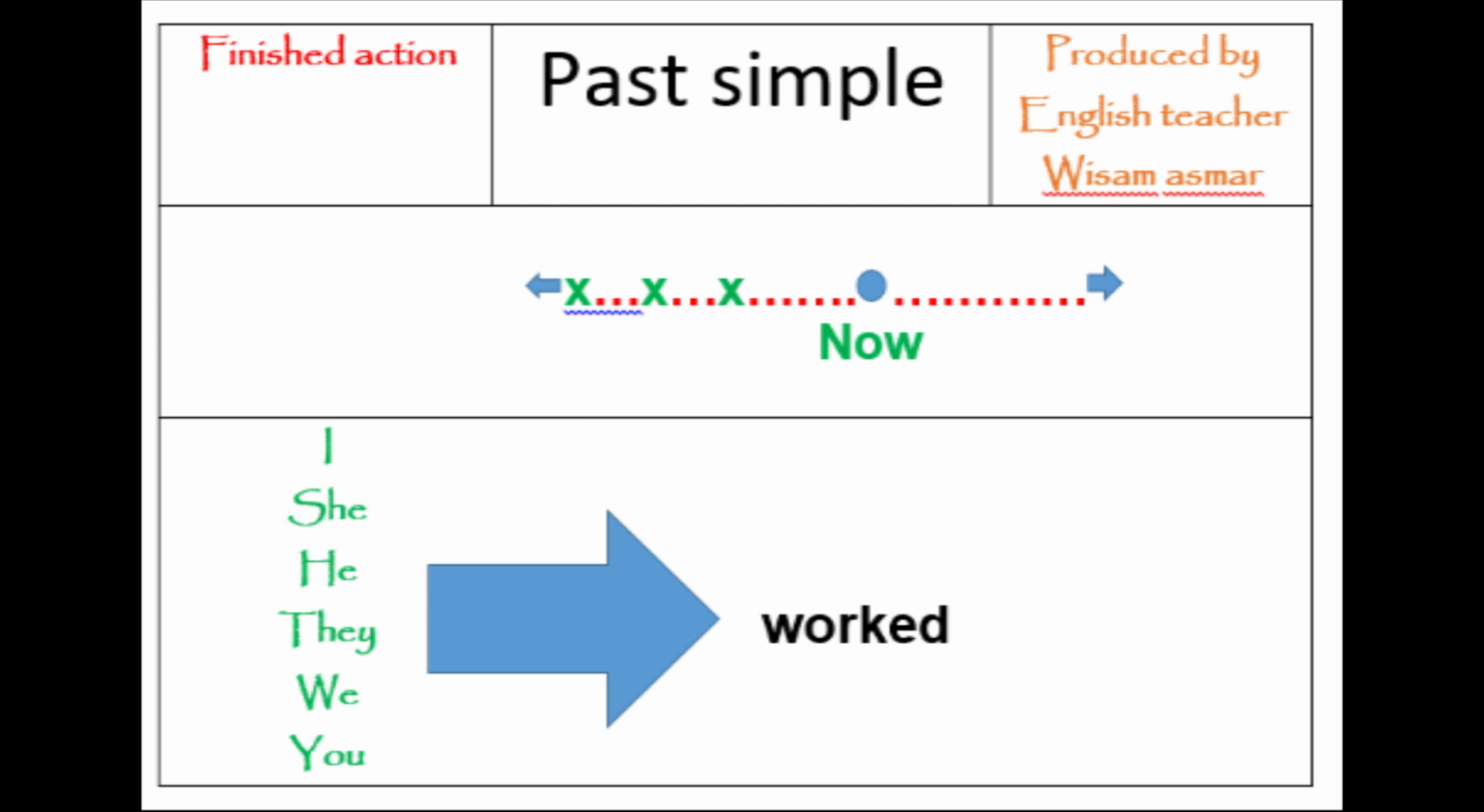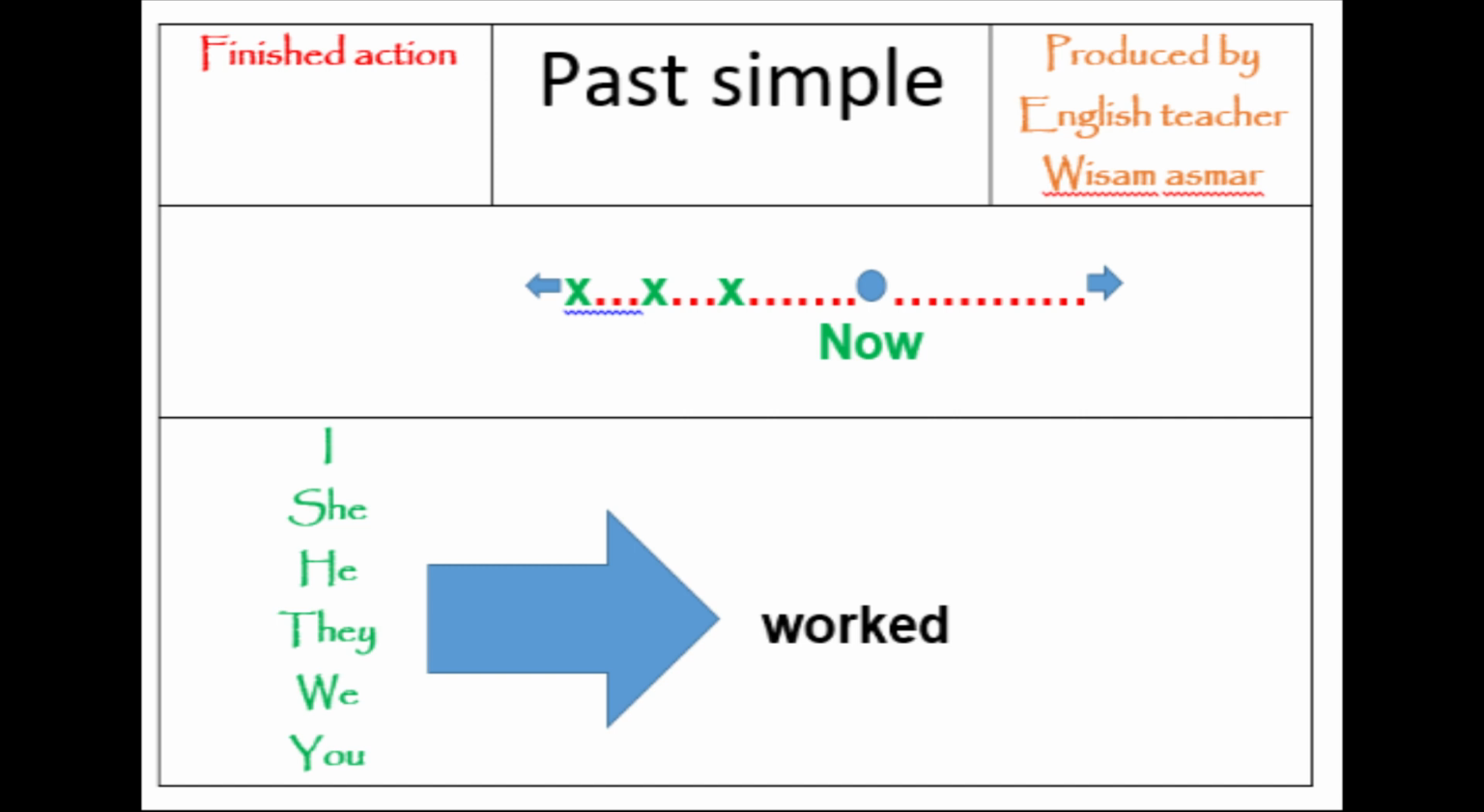Here we see now, and everything before now is in the past. So when we talk about the past simple tense, we are talking about a time that is before now or in the past. But past simple specifically talks about something that happened in the past and it's finished and it's over. Okay? We can talk about an action or an event or situation that started and ended in the past, and that is shown here by these little X's.